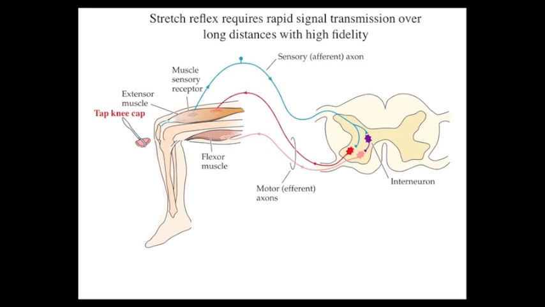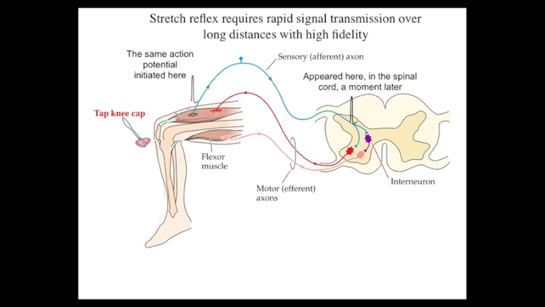But notice what happened. First, the action potential that appeared at the muscle as a consequence of stretching the muscle appeared here in the spinal cord a moment later. It is exactly the same action potential, and that's what I mean by high fidelity. The second thing is the action potential had to travel about 2 feet along the axon, and that's what I mean by transmission over long distances. And 3, the action potential has to get there fast. If you want to move, you've got to have rapid signal transmission.